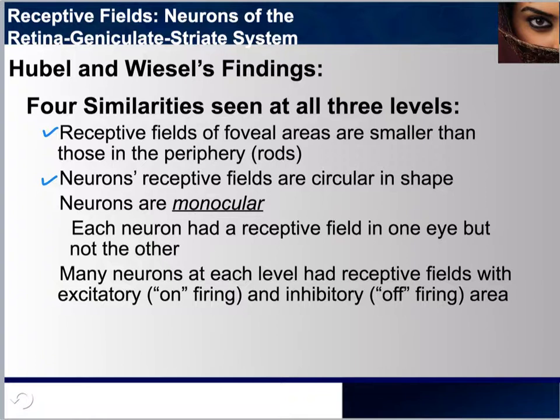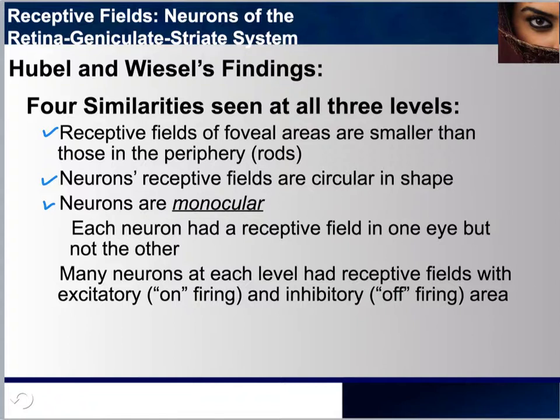The third finding here is that neurons were monocular. That is to say that each neuron had a receptive field in one eye, but not the other. So as we look at certain neurons in our brain, we find that there are dedicated neurons for each eye, and they are not shared in any way, leading again to the retinotopy of our visual system.